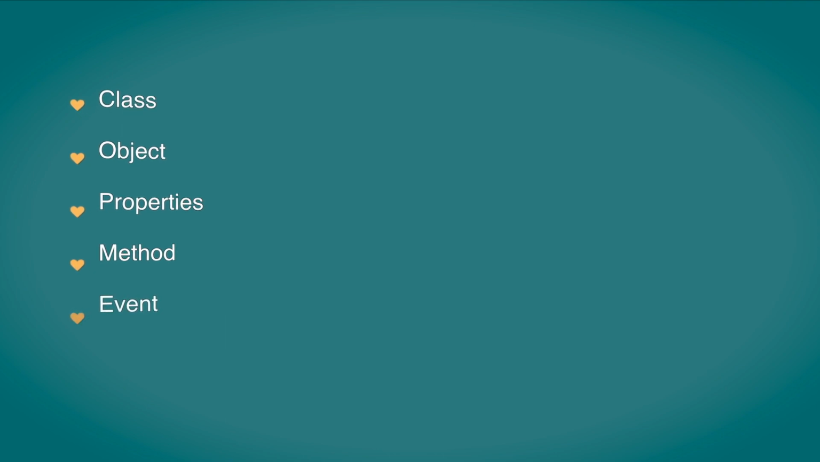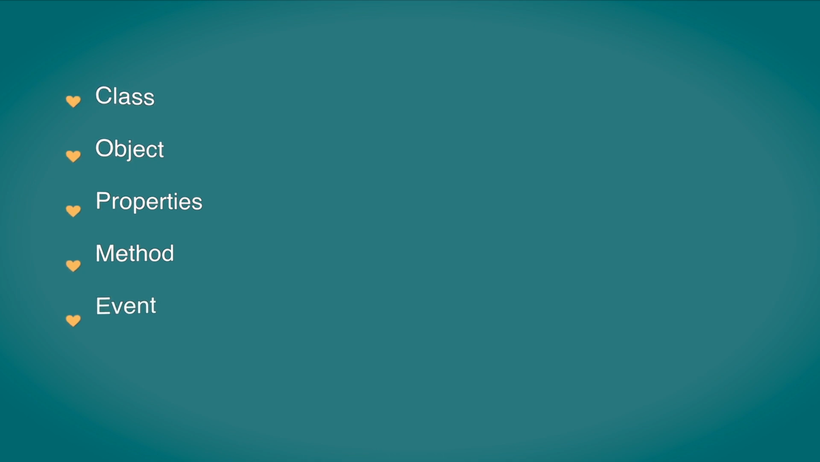So there are a few terms that we want to be familiar with: class, object, properties, method, and event. Class is actually like a stamp, a rubber stamp, that we use in order to create objects. It's also known as a blueprint for object-oriented programming.